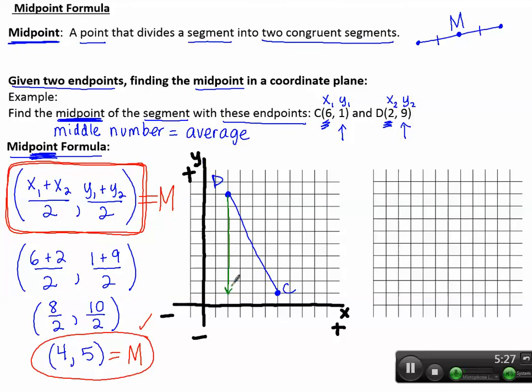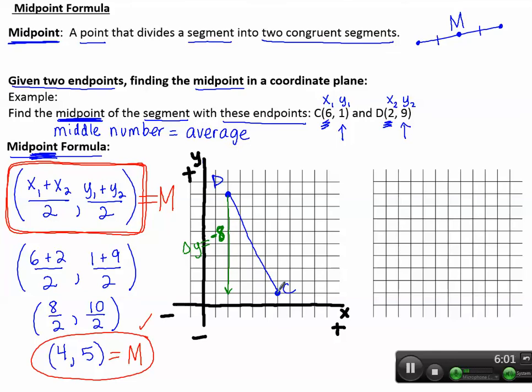I have to go down to go from point D to point C, and I usually prefer to go from left to right. How many do I count down? 1, 2, 3, 4, 5, 6, 7, 8. That means the change in y is -8. Notice I'm heading toward the negative sign. So I'm going to write delta y equals -8. Remember that delta means change. So the change in y, how I moved in the y direction, is down 8.